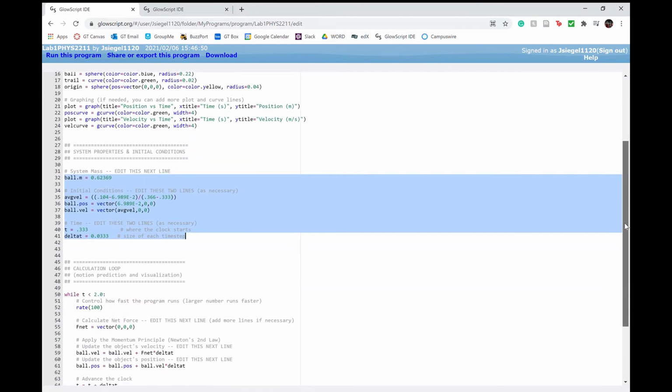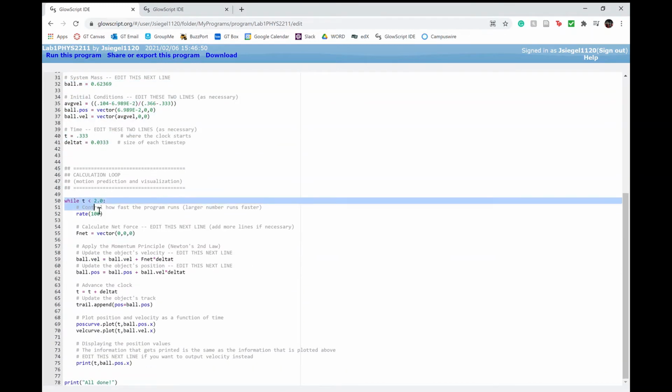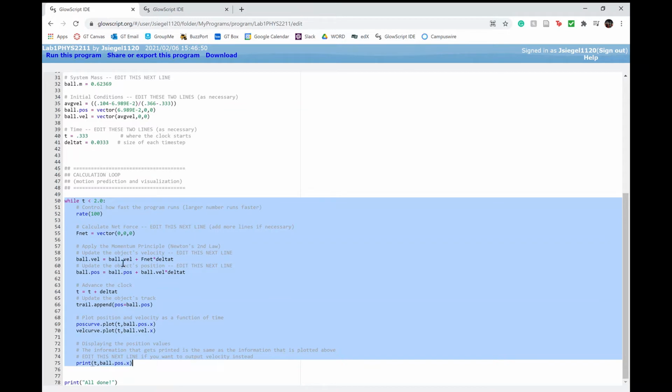Under my while loop, I had to change the Fnet to 0 as there were no forces acting on the ball during the time frame. There was an initial push force when I first made contact with the ball, but during the motion I tracked in Tracker, the ball was at a constant velocity with no forces such as friction acting upon it, as we were supposed to negate friction due to the small sample size.